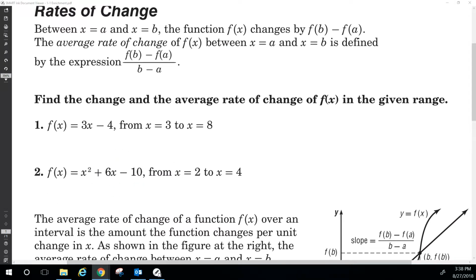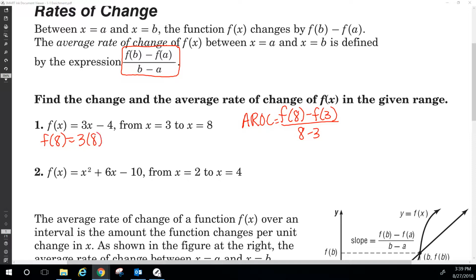So they give us this expression up here to represent it. So what we need to find is f of 8 minus f of 3. This is average rate of change. And that's all going to be divided by 8 minus 3. So let's find f of 8. That would be 3 times 8 minus 4, which is 24 minus 4, which is 20. And then f of 3 would be 3 times 3 minus 4, which is 9 minus 4, which is 5.